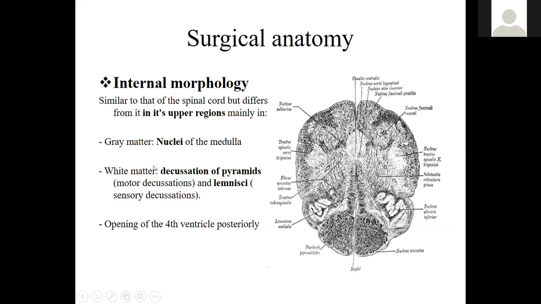The white matter of the medulla oblongata exhibits what will be visualized as a decussation of the pyramids, these fibers of the corticospinal tract, the motor decussations, and then we have also sensory decussations, precisely for the fibers originating from the gracile and cuneate tubercles, the arcuate fibers. And then posteriorly, another particularity that separates the medulla from the spinal cord is the posterior opening of the fourth ventricle at the level of the medulla oblongata.